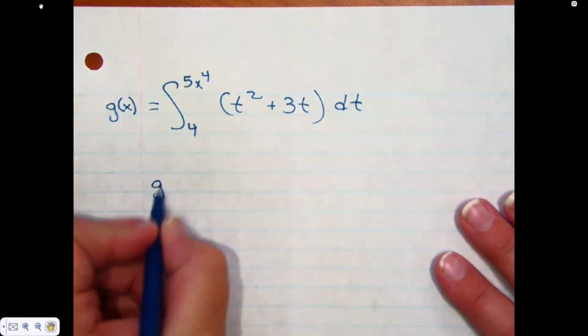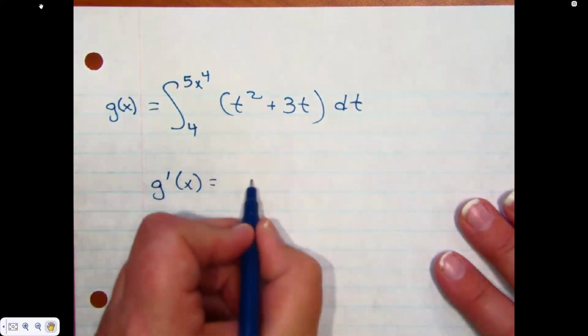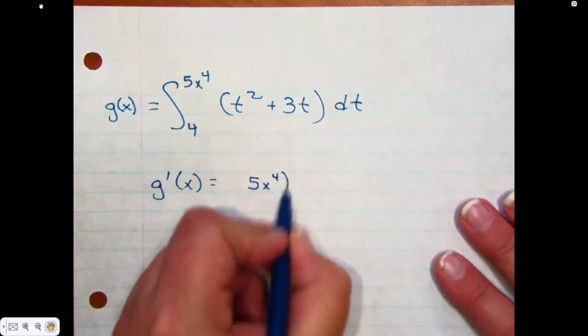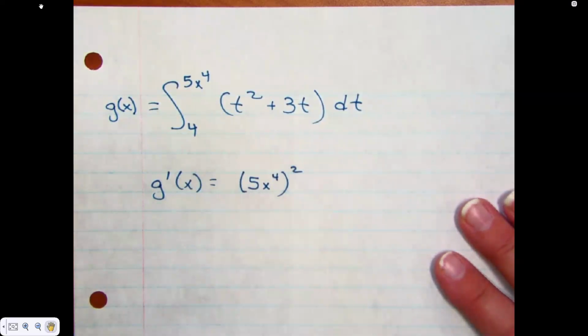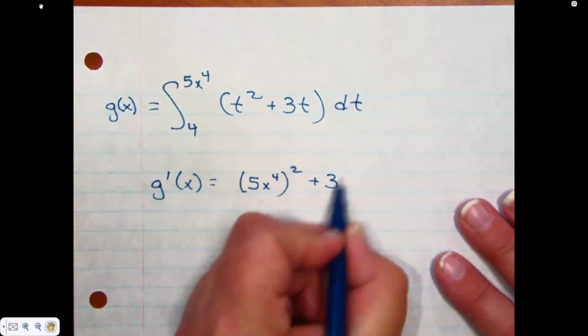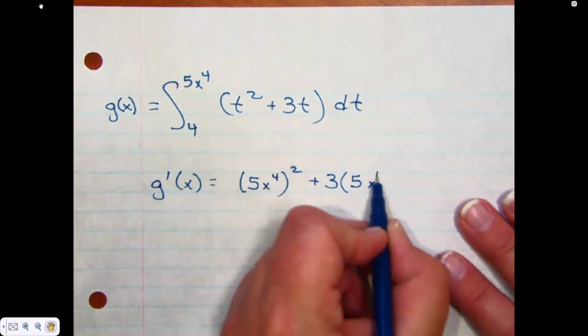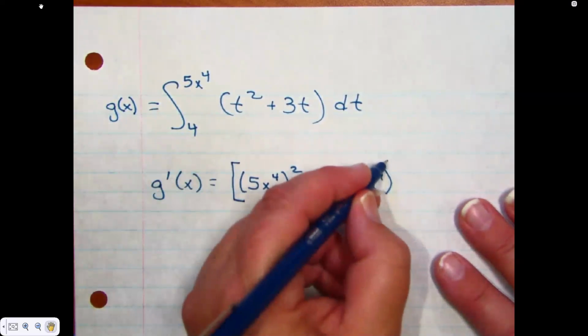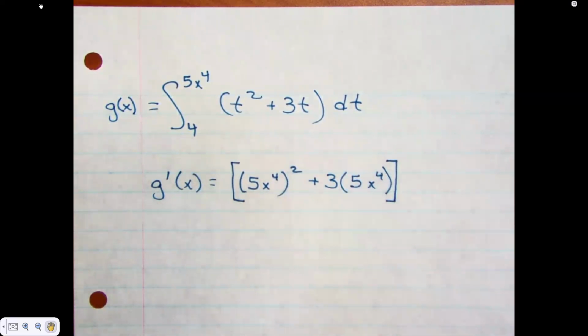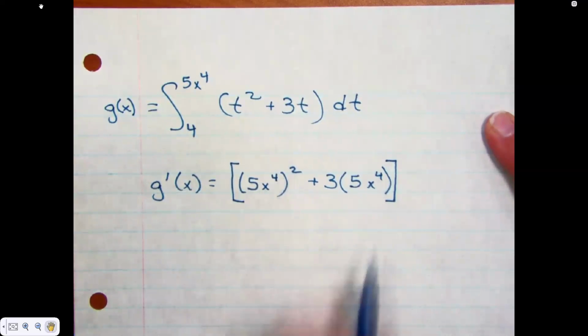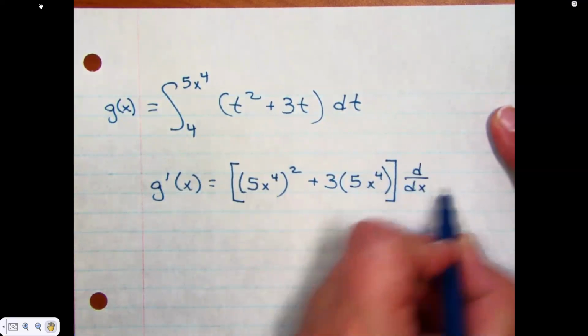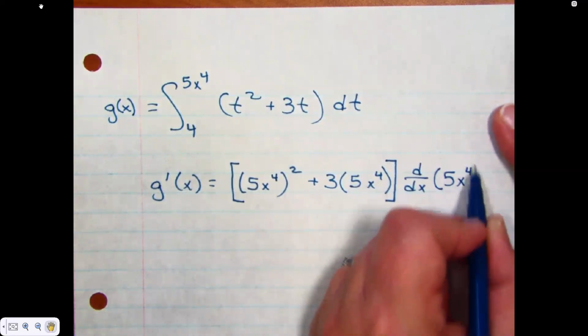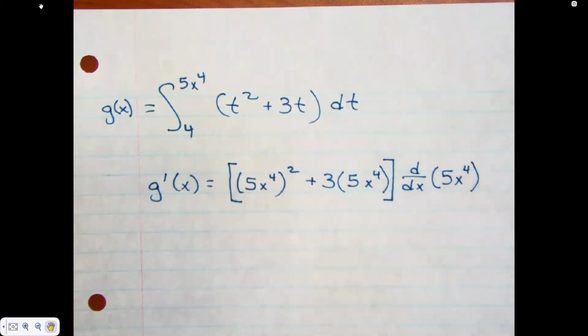So I think we can do the derivative. We're ready to go. It's going to be 5x to the fourth, that whole thing squared, plus 3 times 5x to the fourth. And then I had to take that whole thing, what do I still have to take it times? Derivative of that quantity, yeah. So I still have to take it times the derivative of 5x to the fourth, the whole thing.